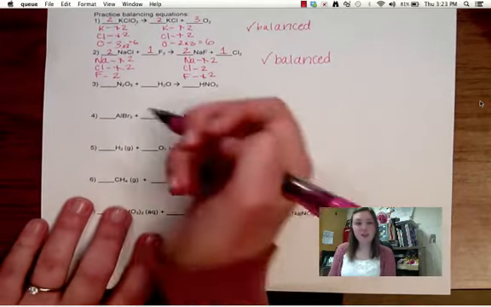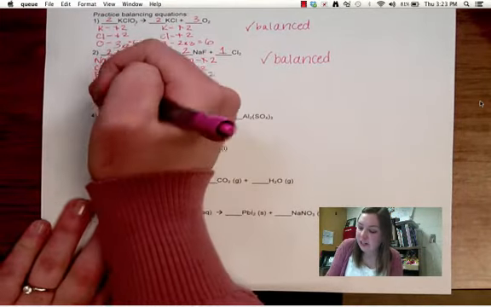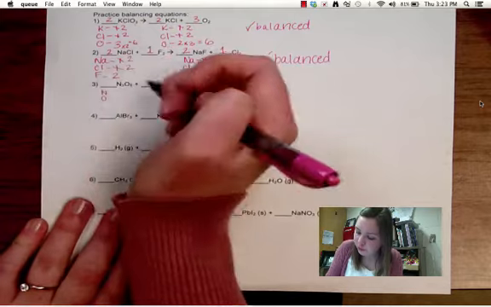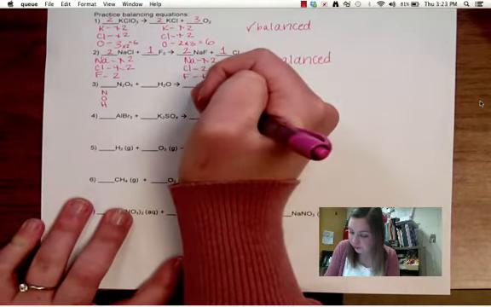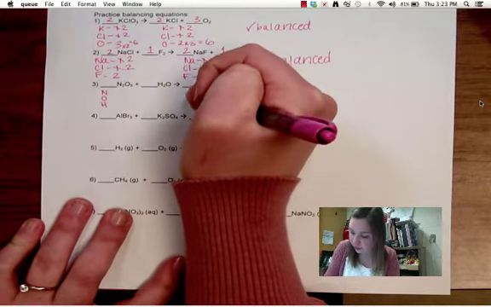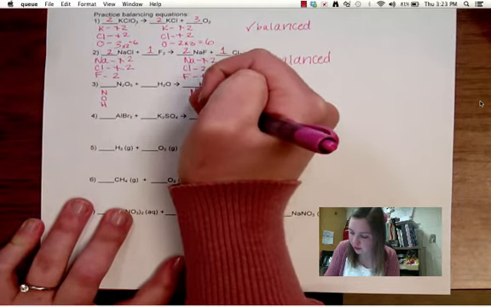Now we're going to move on to our third example. Again, writing out what elements we have. So nitrogen, oxygen, and hydrogen. Oops, I'm going to write them in the same order just to make it easy.